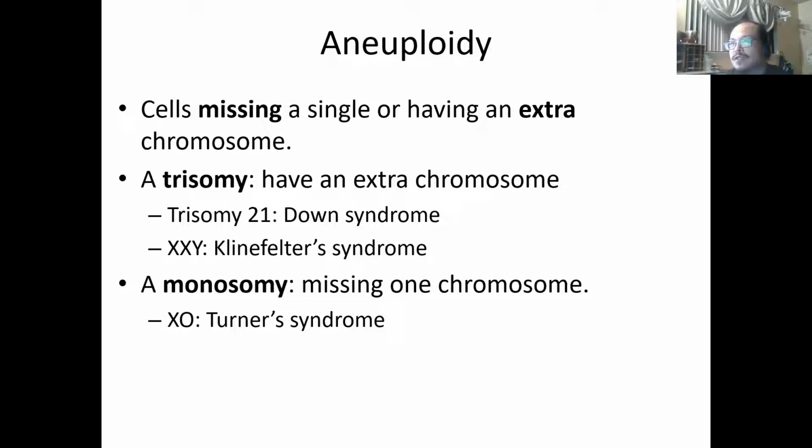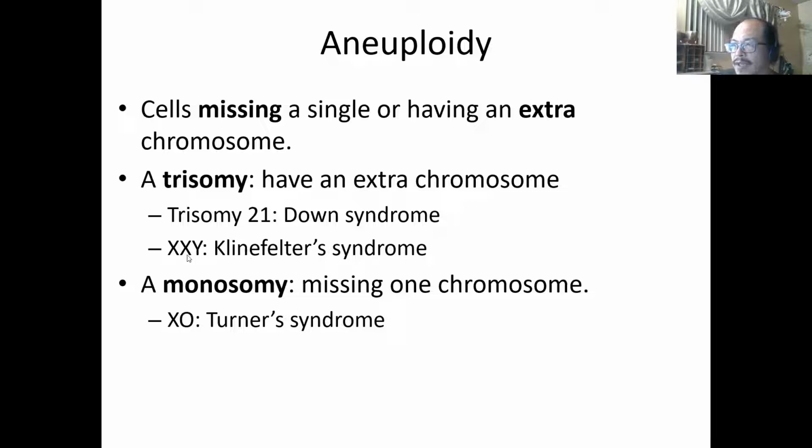We also call it trisomy 21 Down syndrome. A normal human would have two copies of chromosome 21, so you have the genes from these two chromosomes. What if you have one more chromosome? Then you will have much more gene product, much more protein transcribed from chromosome 21.